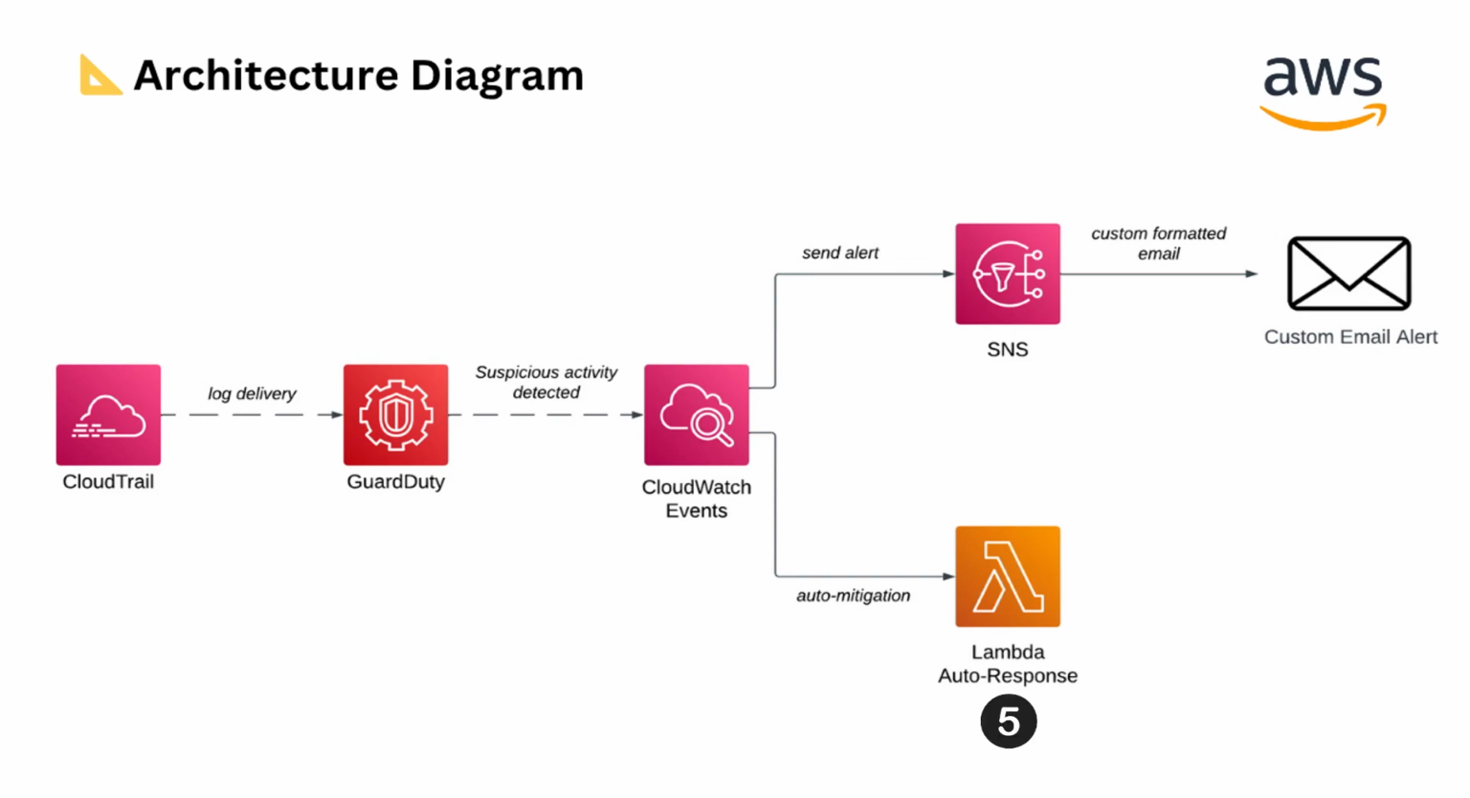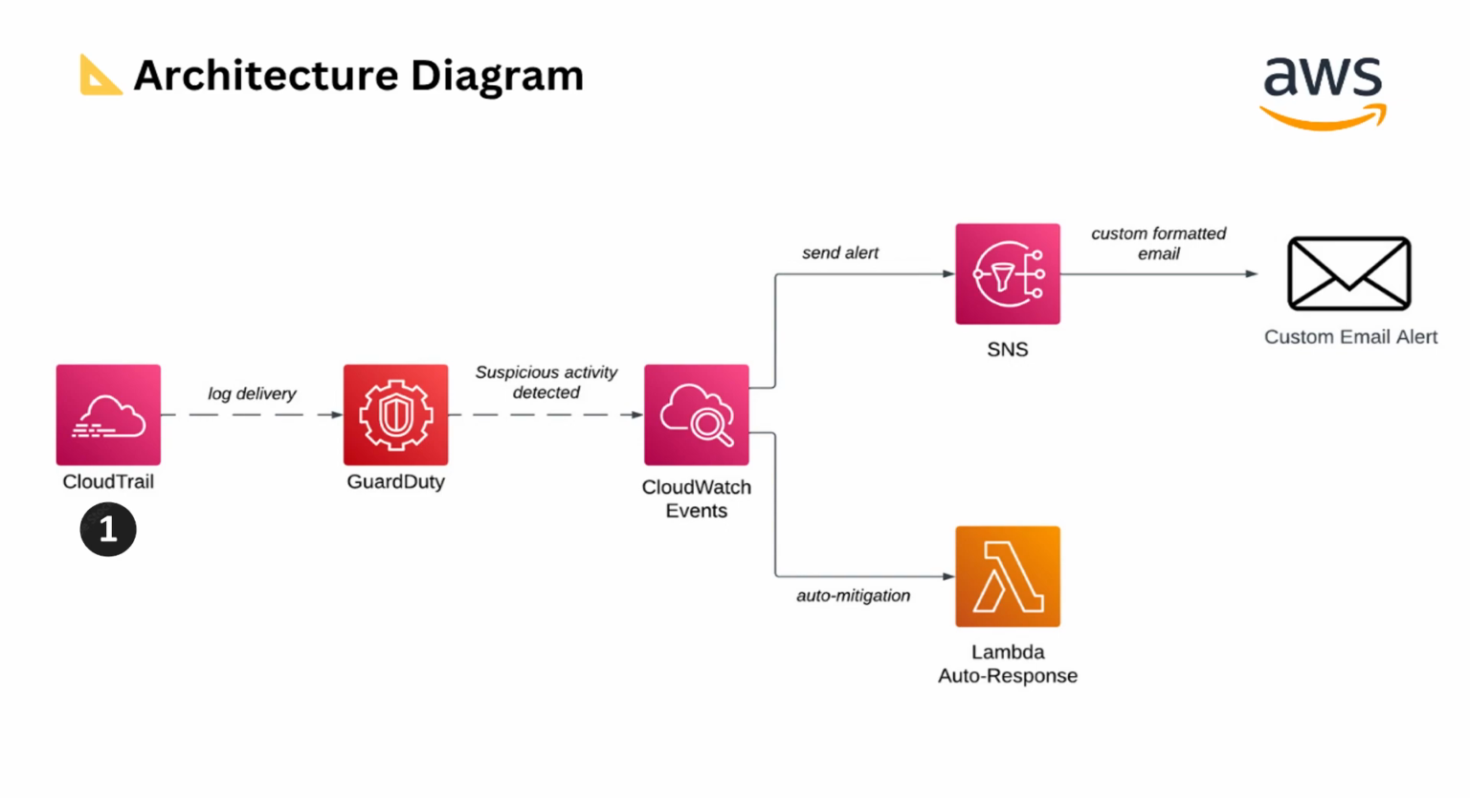We'll have the Lambda auto response. This will stop the attack automatically. So here's the cool part. This Lambda function will jump into action. For example, it can isolate an EC2 instance, revoke suspicious IAM permissions, or block an IP automatically without you doing anything. Then here you'll get a nicely formatted custom email alert when something goes wrong, so you're not left in the dark.